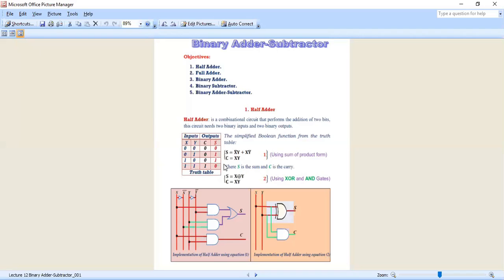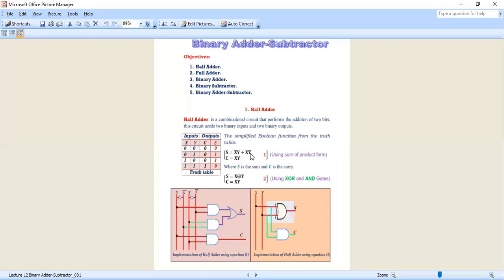So by taking the carry and sum, we will draw the K map. How many variable K map will it require? Two variable K map. First you have to draw the carry. If we draw the carry, it will produce the output xy. And if you draw the sum, it is x bar y plus x y bar.